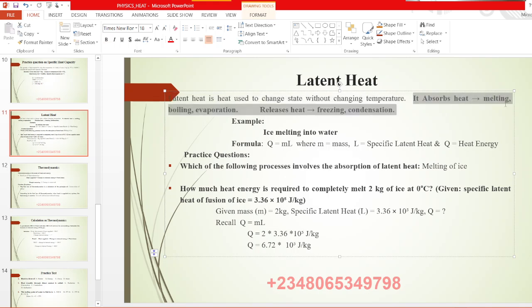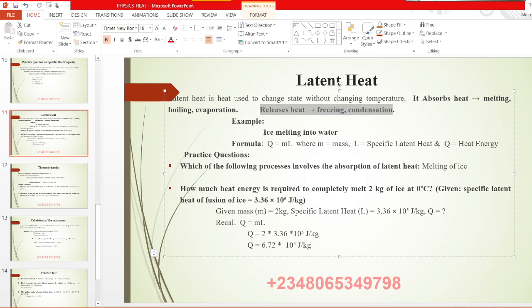So latent energy will absorb heat, meaning melting, boiling, evaporation. It could also release heat. Imagine you taking a cold chill which has become an ice block. Imagine you placing it on the table. We are not applying any heat to it, and there is no change in temperature. Now it starts condensing. That means heat is being released.